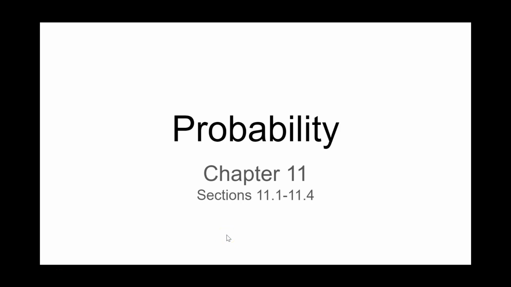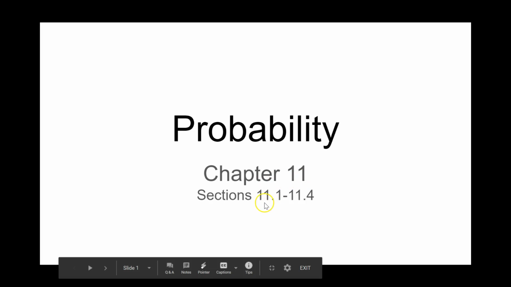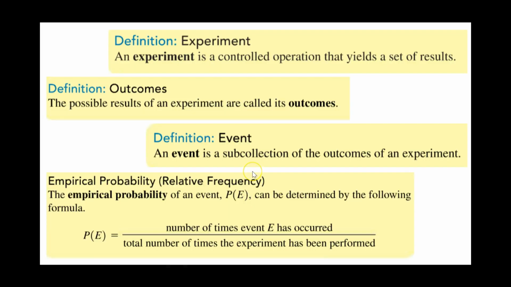So I wanted to begin this lecture talking about just chapter 11, but just section 1, 11.1. In this section here, we're going to be talking a lot about probabilities. And here is some terminology to help you get through the probability. Anytime you have an experiment, that's just a controlled operation that yields a result, and like I said, we'll go more deep into detail what all this means.